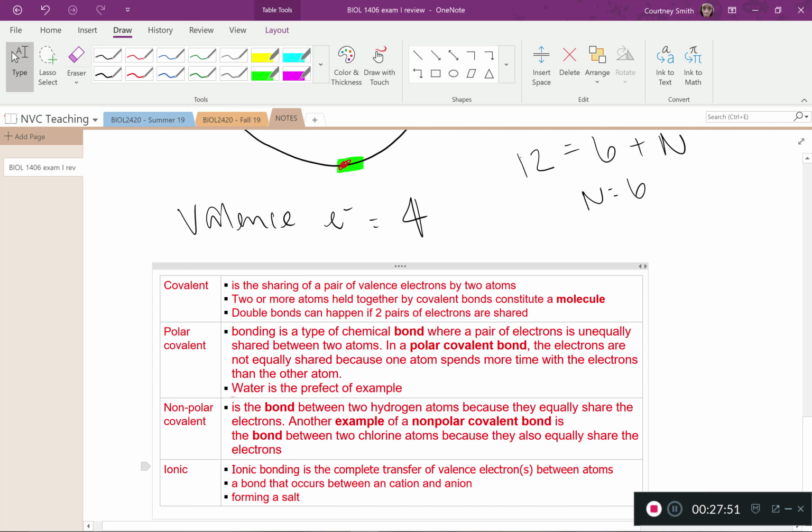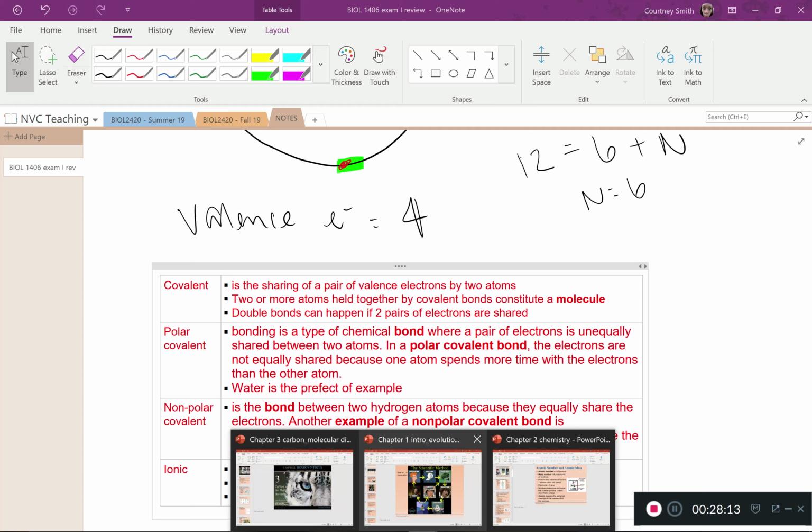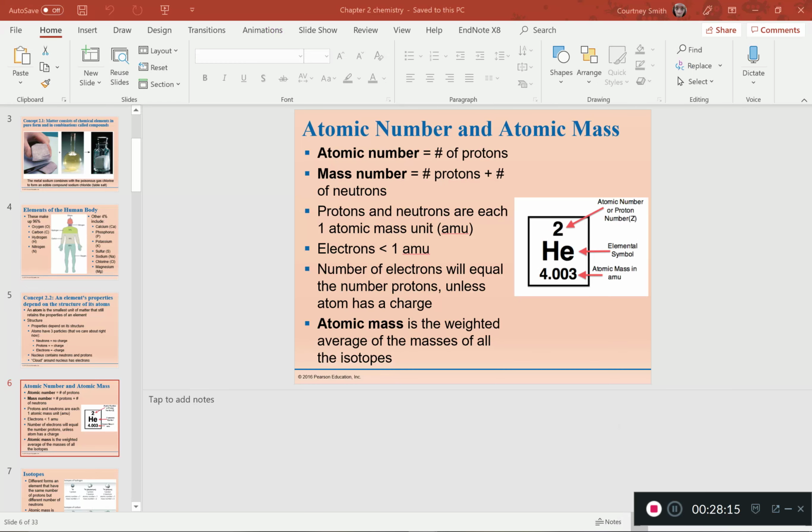And then ionic bonding. This is whenever we have the stripping of valence electrons between atoms. This bond can occur between cations and anions, so it will produce cations and anions. Generally you'll form a salt, such as NaCl, table salt. So let's go to our PowerPoint and find that information.